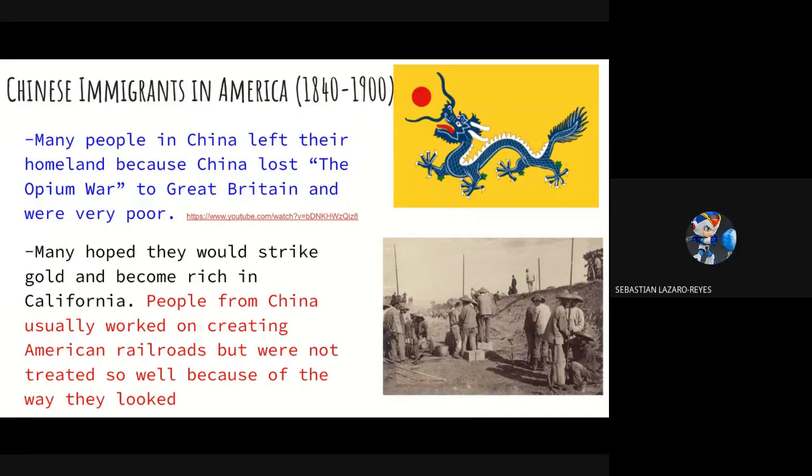So China left because of a war. Italy left because they're poor, and Ireland left because they're starving.